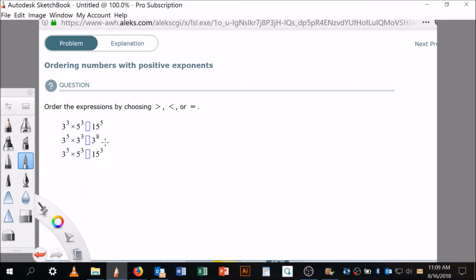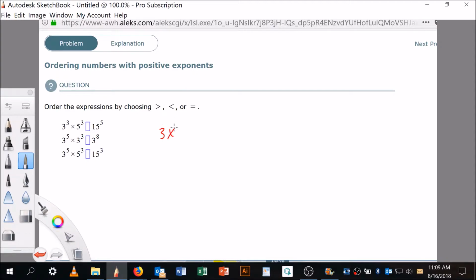All right, so now we're asked to order the exponents by choosing greater than, less than, or equals. Obviously, one thing I could do is just put these in my calculator and multiply them out. And I hope you don't do that. That's definitely not what this exercise is about. And if you do that, by the way, you're probably going to be brought back to this at some point. So let's look at this.